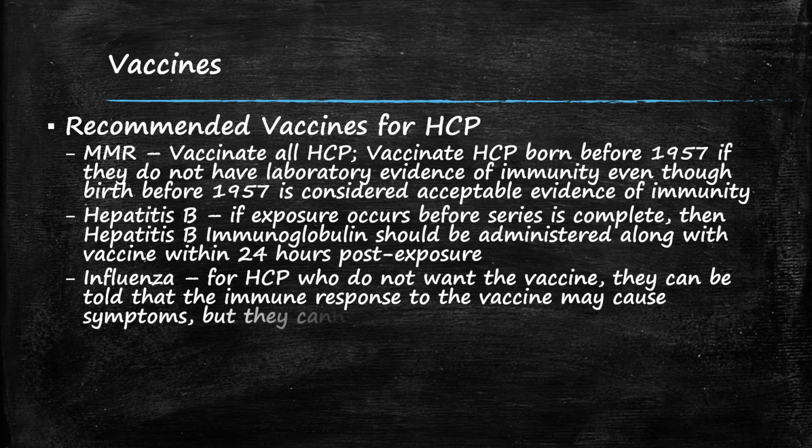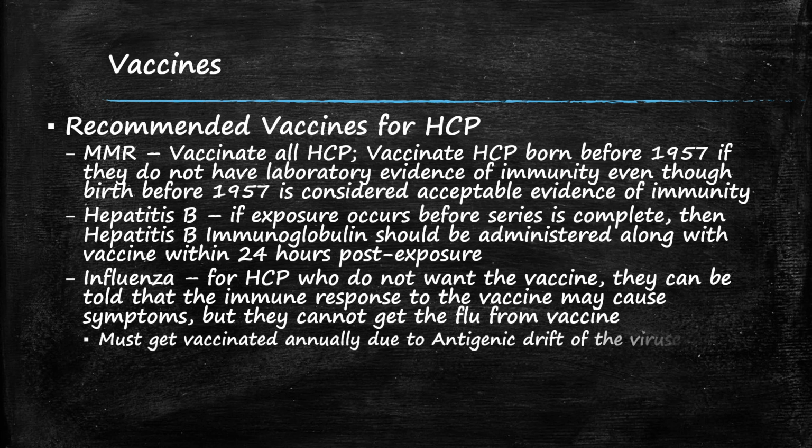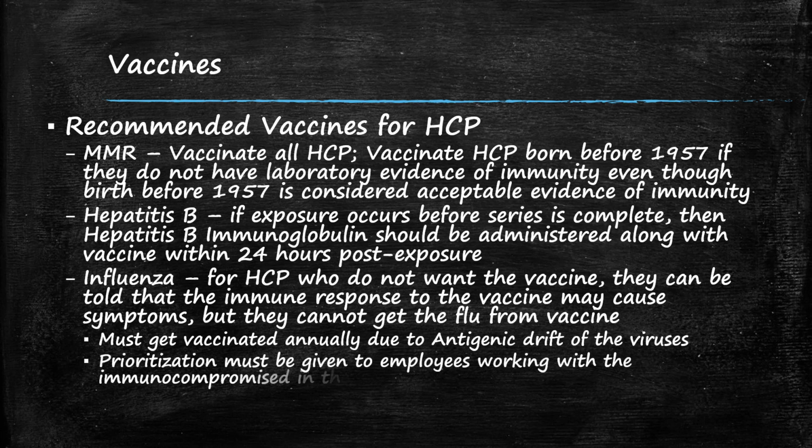Influenza. For healthcare providers who do not want the vaccine, they can be told that the immune response to the vaccine may cause symptoms, but they cannot actually get the flu from the vaccine. This can help boost your compliance towards the 90% goal by 2020. And we have to get our flu vaccination annually due to antigenic drift of the virus. We have to prioritize immunizations to employees working with immunocompromised patients in the event of a shortage.